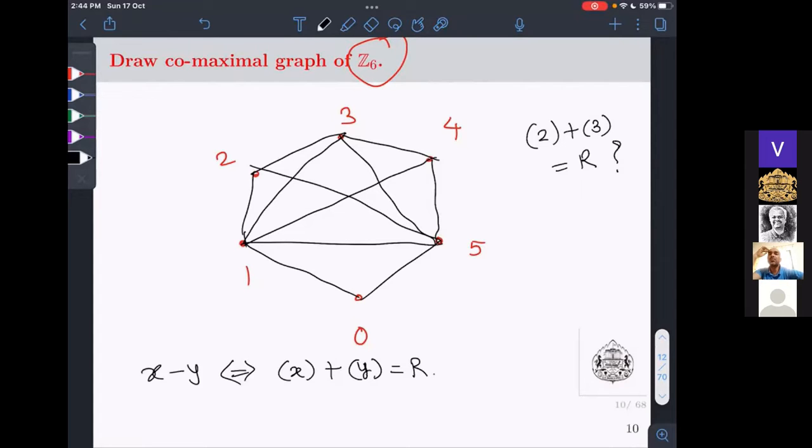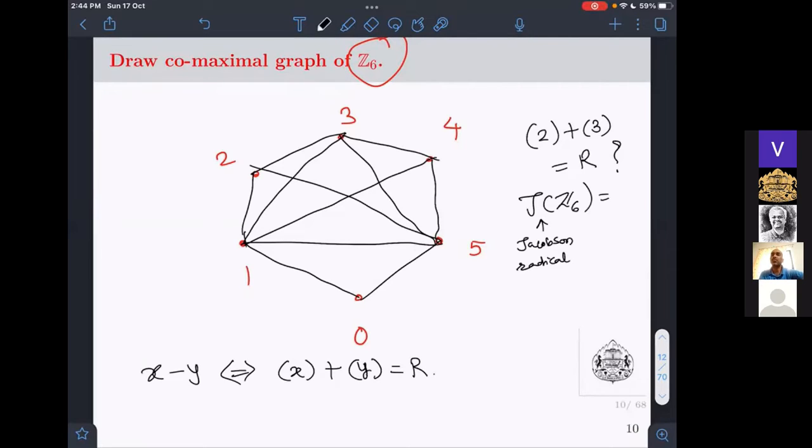Now, if I drop the units and the elements which are in the Jacobson radical, what will be the Jacobson radical here, by the way? What are the maximal ideals here? The maximal ideals are two and three. They are the maximal ideals. So the Jacobson radical is the zero ideal.